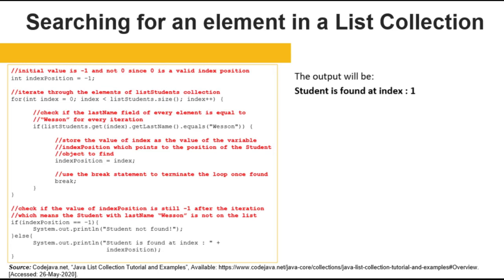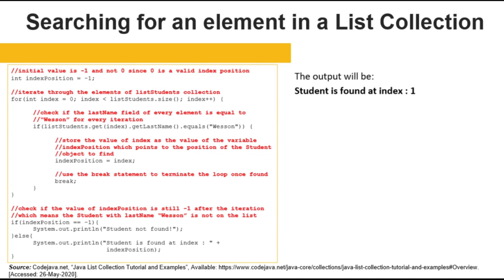Searching for an element in a list collection. By iterating through the elements of the list students collection, we can check every iteration the field for equality. For example, if you want to find and get the index position of the student object having Wesson as the last name, the code will be like the given code in the slide. The idea is, first, declare a variable named index position initialized as -1, since 0 and above are the valid index values. -1 will be the value to signify that the last name to find within the list students does not exist.